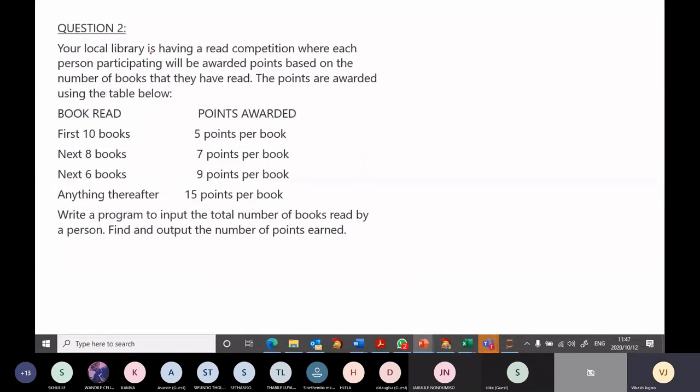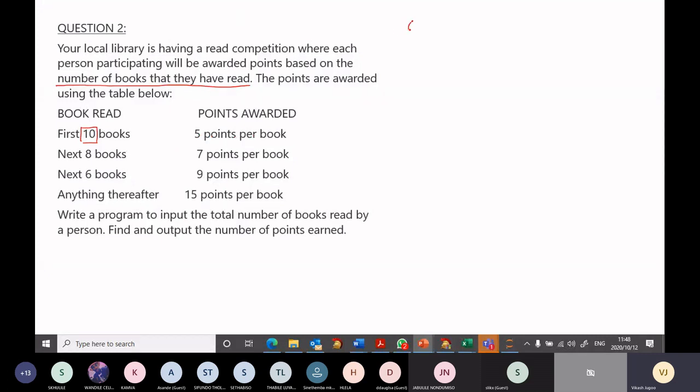Your local library is having a reading competition where each person participating will be awarded points based on the number of books that are read. And the points are awarded as follows. If somebody reads 10 books, or even less than the first 10 books, you get 5 points per book.